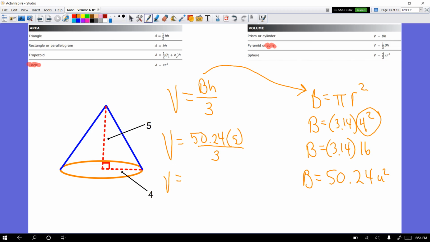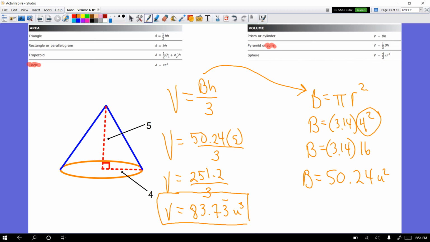So 50.24 times 5 is 251. Notice I did not divide by 3 yet, because I don't do that. Divided by 3 is 83.73 repeating cubic units, and I'm boxing in my answer every single time. That's where I know that I've finished.